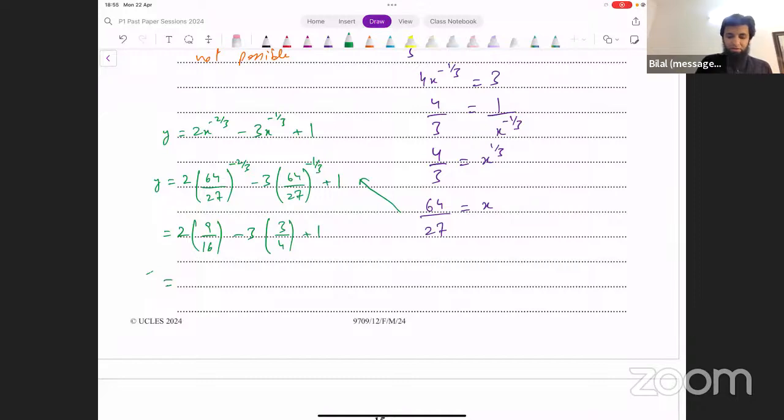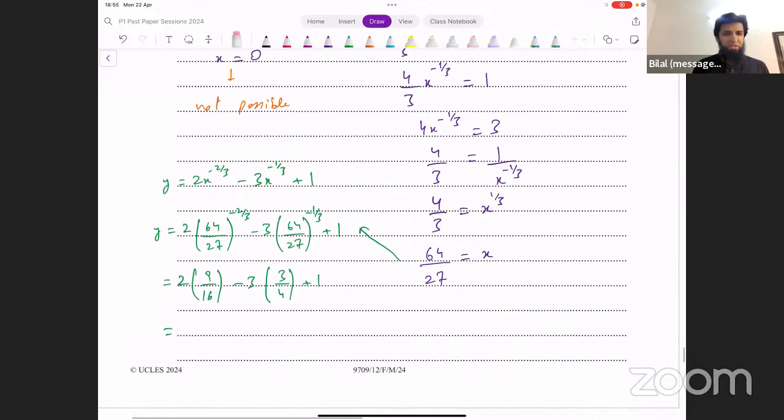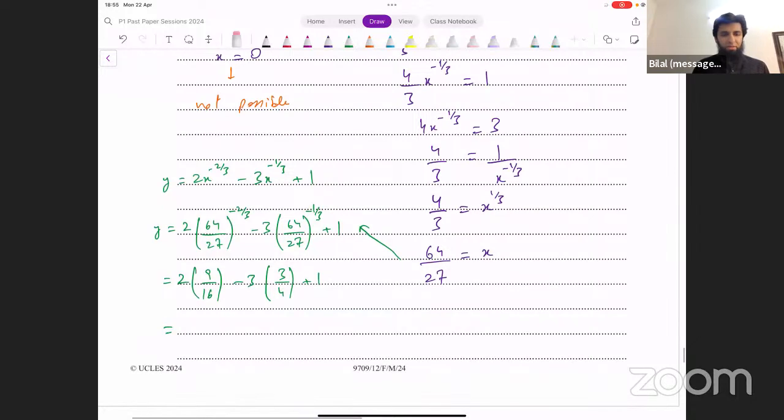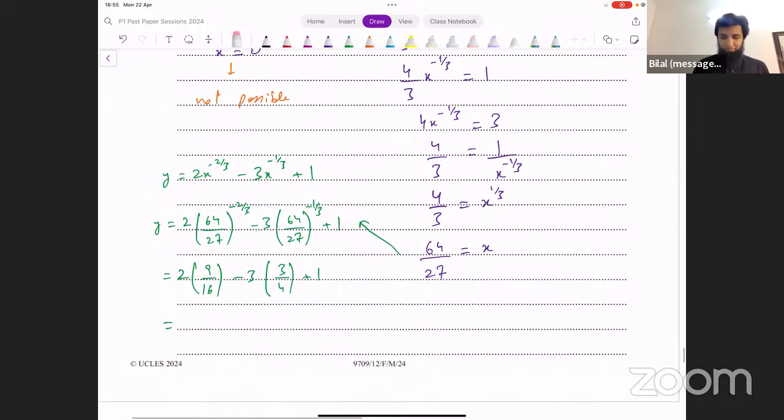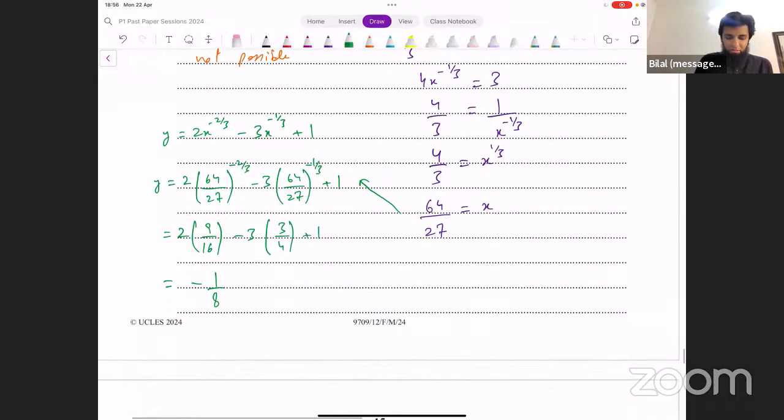And now you can write down the final answer, the y coordinate. What does that turn out to be? 18 over 16 minus 9 over 4 plus 1. It's minus 1 over 8, right? It's not minus 9 over 8. Can somebody else confirm this as well? Ruqayya, did you forget to add 1? Yeah, so it's minus 1 over 8. Thank you. That's the value of the y coordinate that we get.